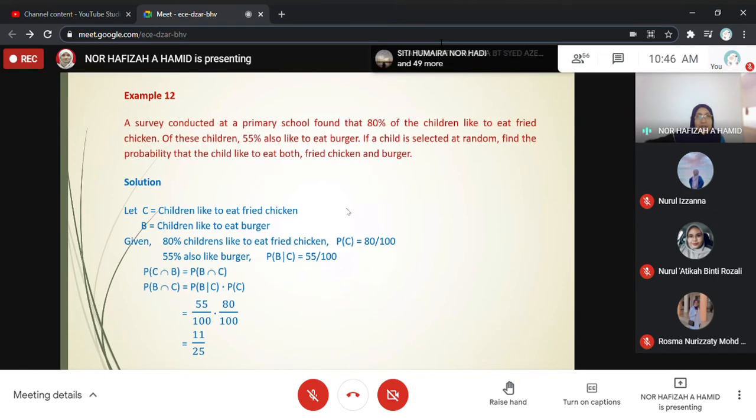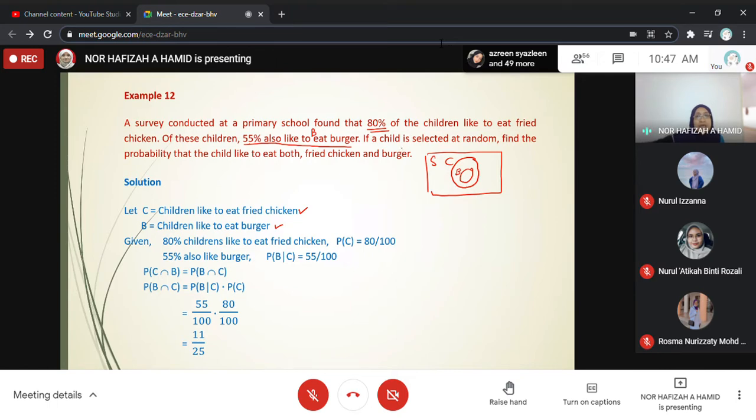So you can refer to example 12. A survey was conducted in a primary school. So your sample space is the students at the primary school. Okay, so in your Venn diagram, this is your sample space, the students at the primary school. Then we have 80%. So from the 100% of students, 80% of the children like to eat fried chicken. So for example, this event is event C. So we have event C here. Then of these children, 55% also like to eat burger. So this is example event B. So event B is a subset of event C.